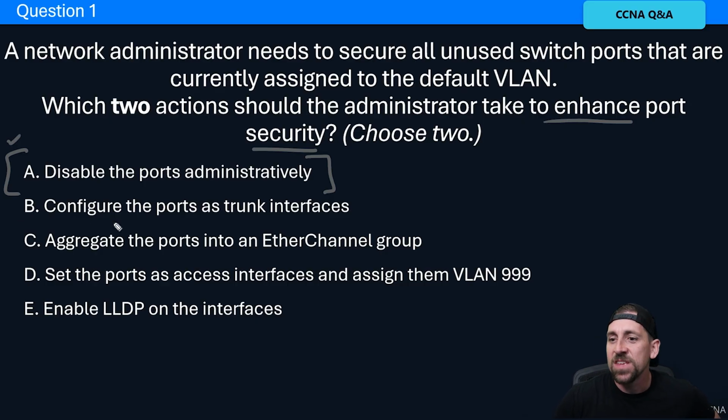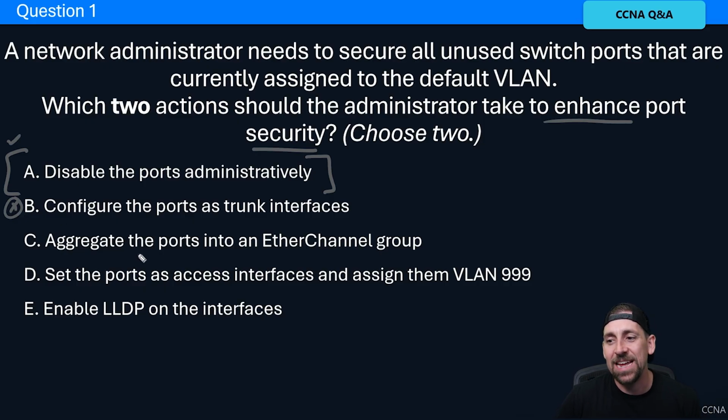B, configure the ports as trunk interfaces. I would actually say this is probably the antithesis, the opposite of what you want to do. Because if you configure those ports as trunk interfaces, that means it's going to allow you to transmit traffic from all VLANs or also receive traffic from all VLANs. That's not going to increase the security. As a matter of fact, it will not. So B really isn't an answer that we're even going to consider here.